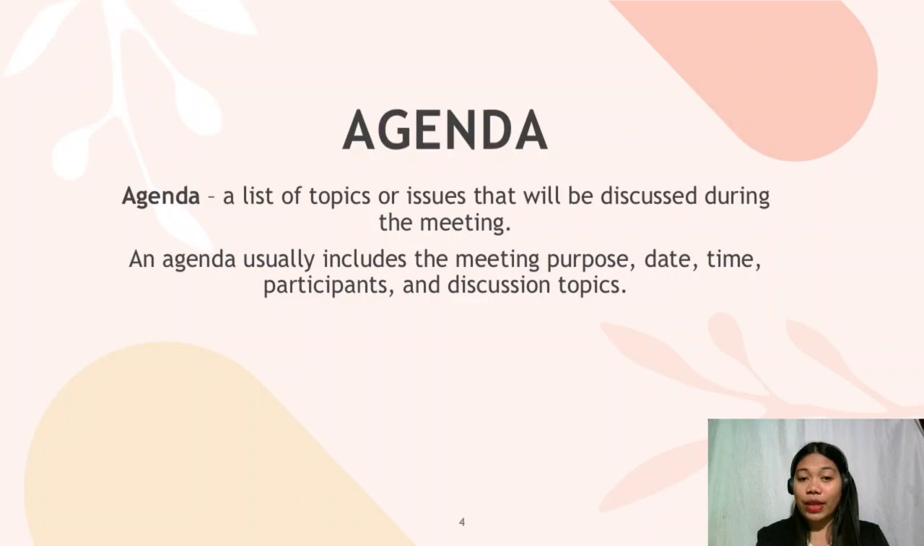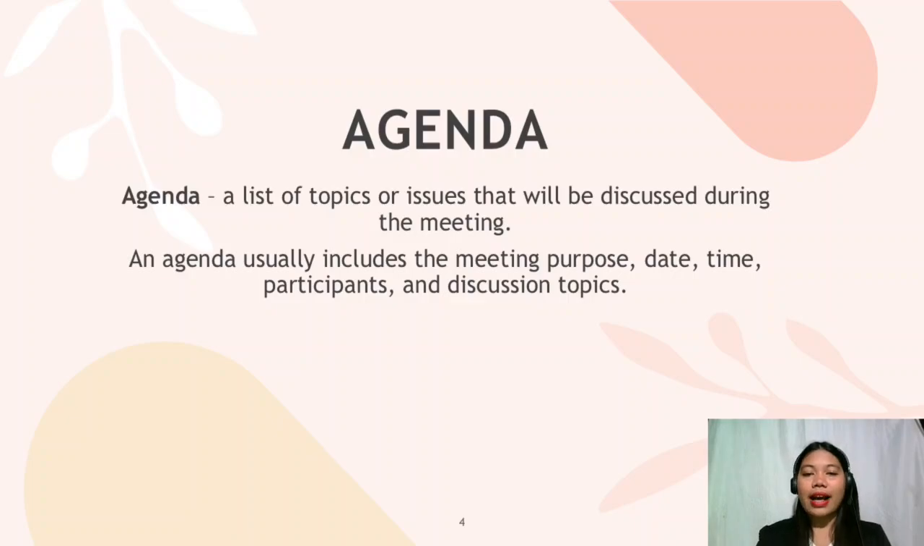It ensures that the meeting stays focused and that all important topics are discussed within a time limit. For example, an agenda might include project updates, discussion of problems, and planning for future tasks. When participants receive the agenda beforehand, they can prepare their ideas and suggestions.